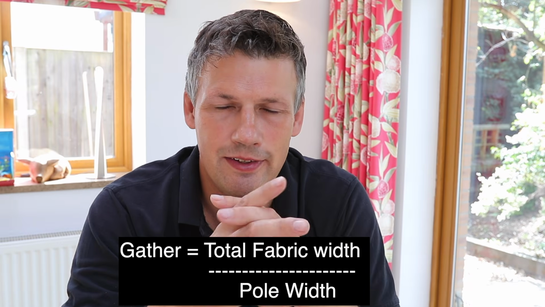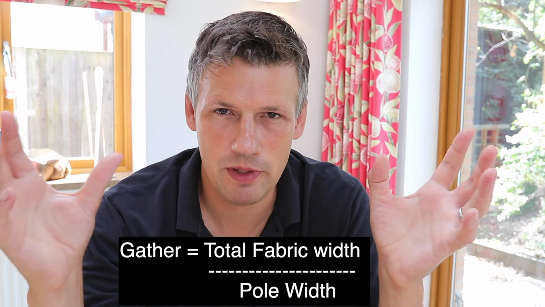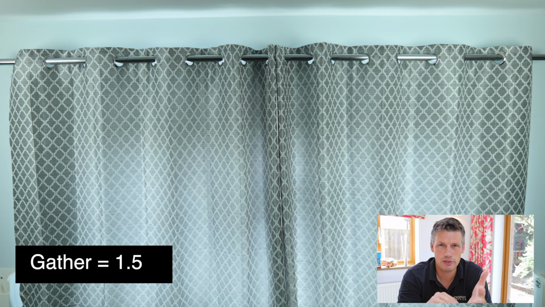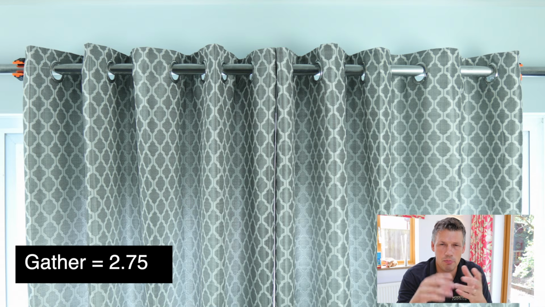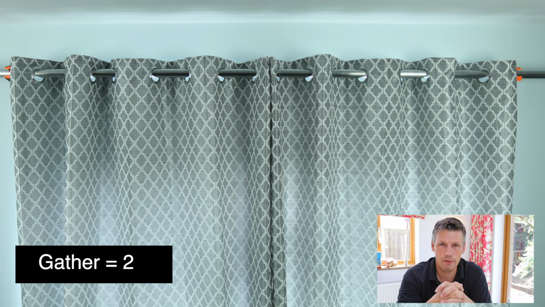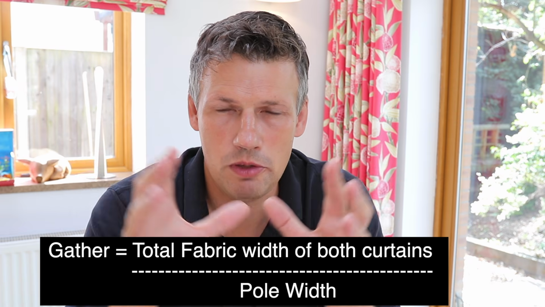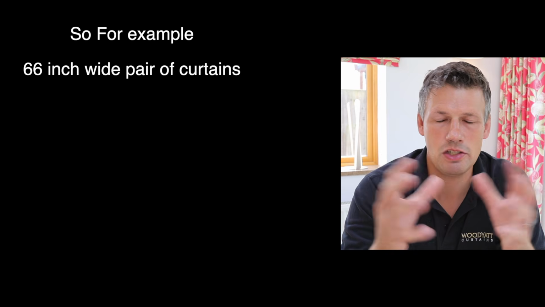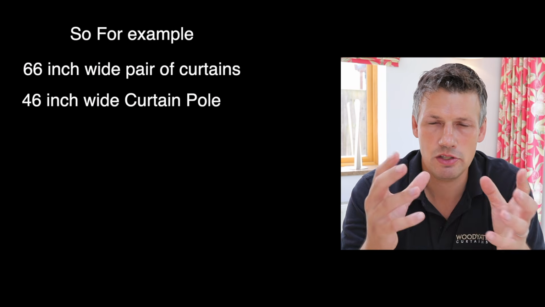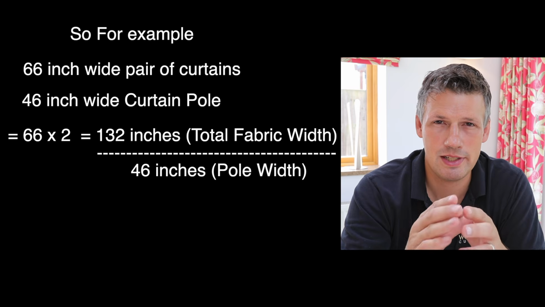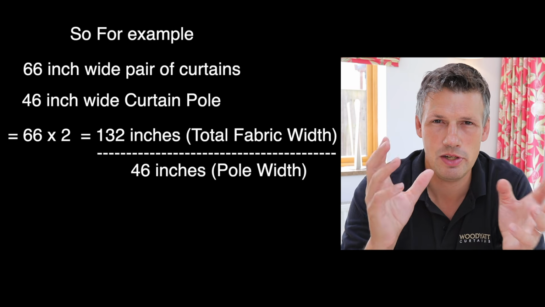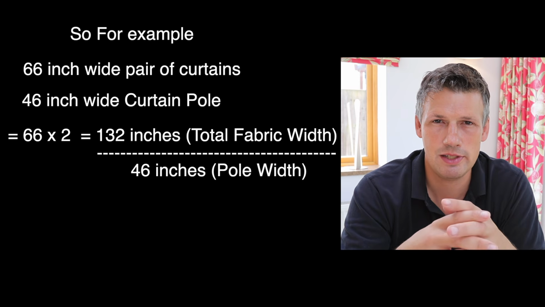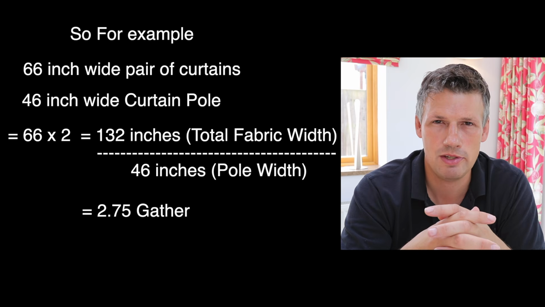Okay, so what is gather? Gather is the difference between the fabric width and the pole width. Gathers can range from 1.5 as the shortest to up to 2.75, but generally double is the most popular. So how do you work out the gather? You have to get the total fabric width of both sides of the curtain divided by the pole width. For example, if we've got a 66 inch wide curtain on a 46 inch pole, we go 66 times 2, which equals 132, divide that by 46, and that would equal 2.75.